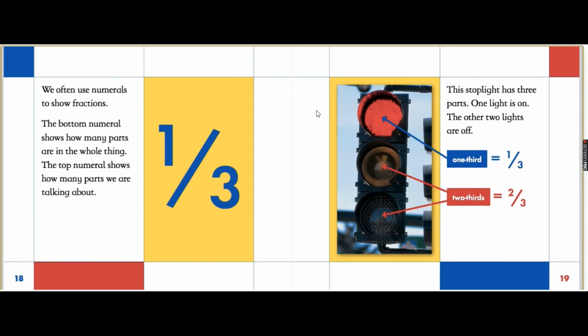We often use numerals to show fractions. The bottom numeral shows how many parts are in the whole thing. The top numeral shows how many parts we are talking about. Again, this is just extra information. This stoplight has 3 parts, the red, the yellow, and the green. 1 light is on. Okay, so 1 light total is on out of 3. 1 out of 3. 1/3 of the lights are on. 2/3 of the lights are off.